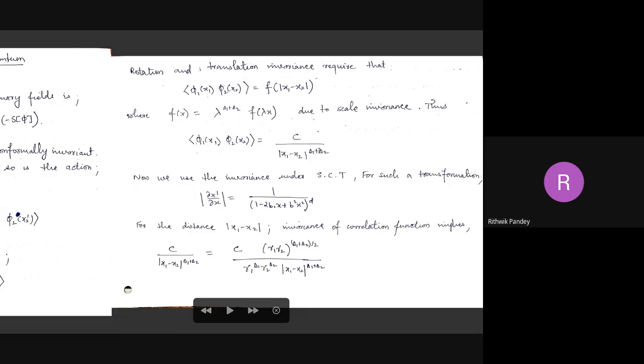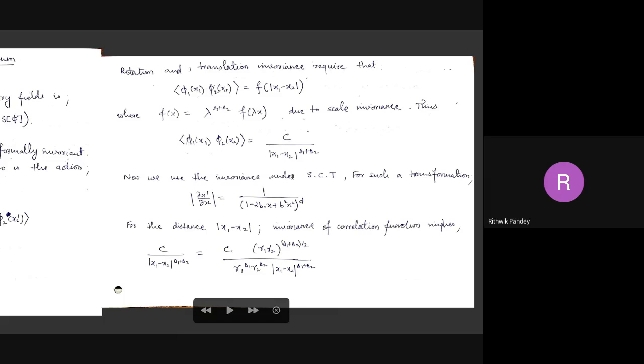But this is not complete yet, because we still haven't taken the invariance under special conformal transformation into account. For such a transformation, the Jacobian of the transformation can be calculated as this thing, and the distance between 2 points and the invariance of the correlation function implies the following thing. So this was a 2-point correlation function, and if I do a special conformal transformation on it, it changes to the following thing. And here I forgot to mention what gamma 1 and gamma 2 are.